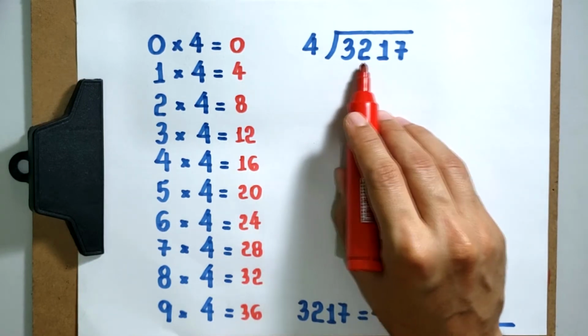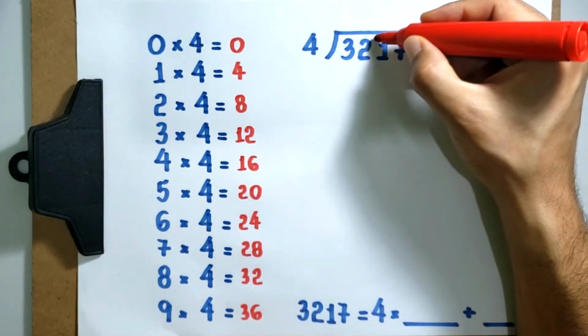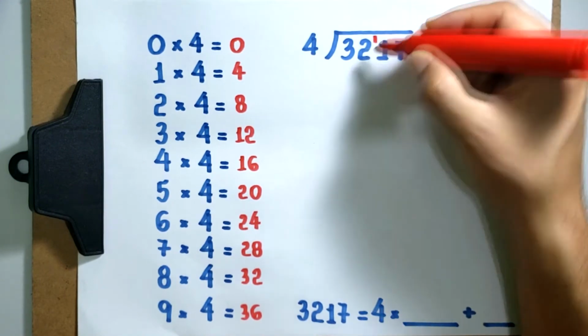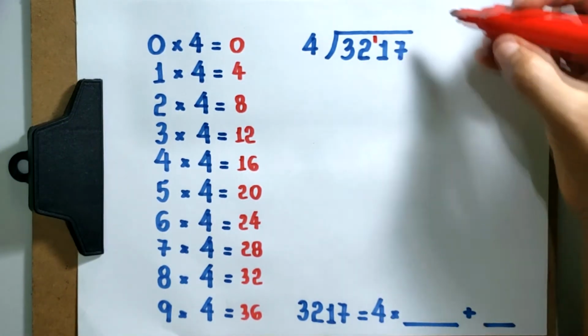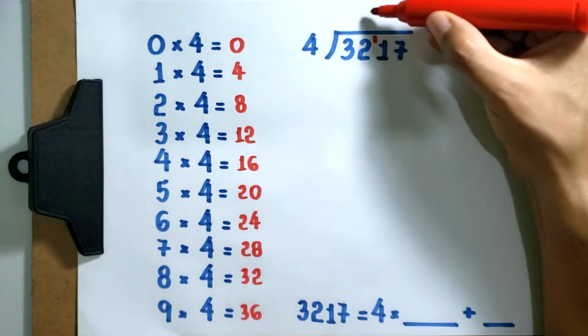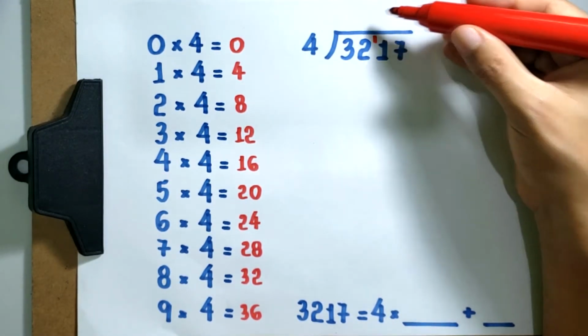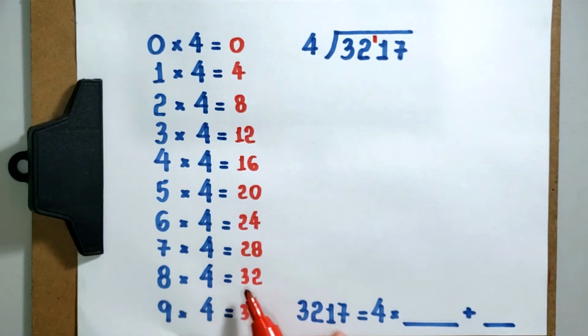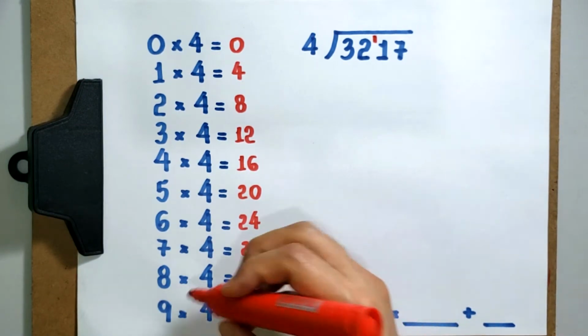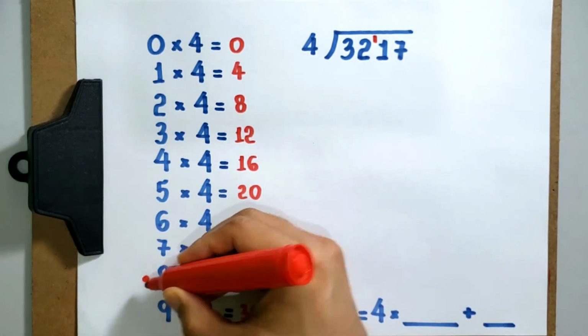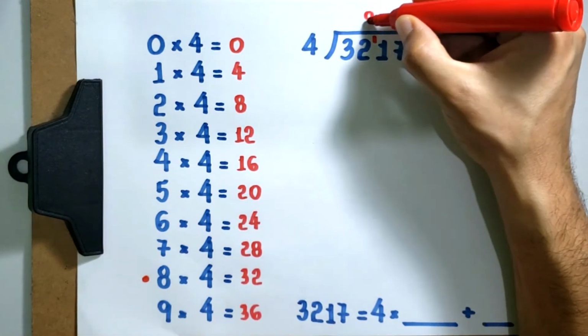We group it with the next digit, and now we have 32. And with 32, we can start. And we start by asking a question. How many times does 4 go into 32 without going over? You will see that 8 times 4 equals 32. So the number we were looking for is 8. That is what I write here.